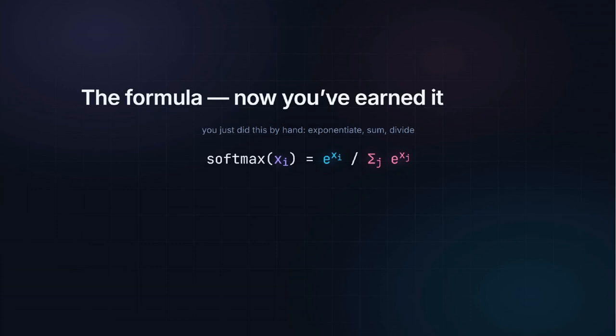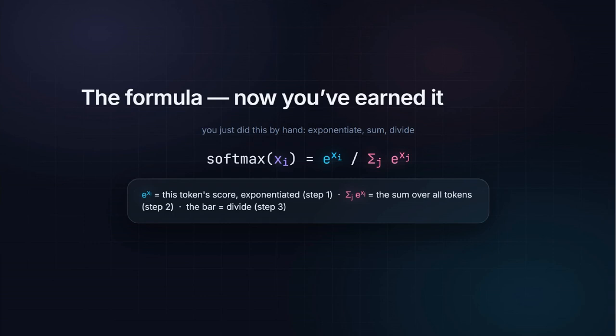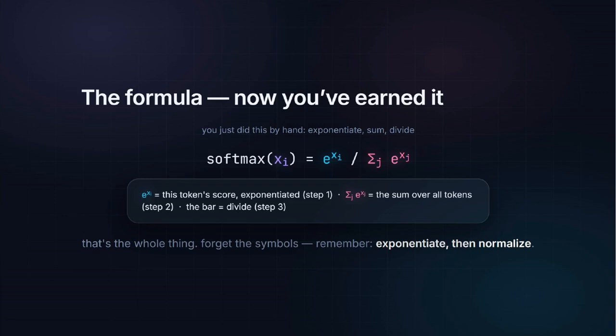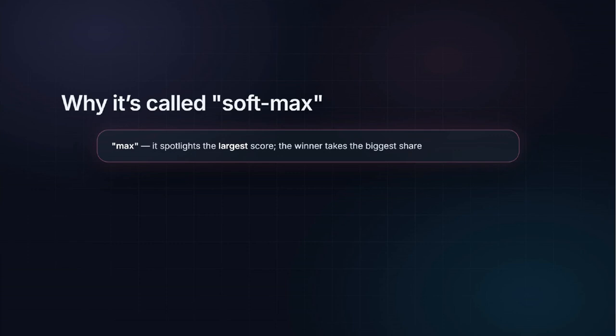Why the name Softmax? 2 halves. The max part, it spotlights the largest score. The winner takes the biggest share. But the soft part, it is not all or nothing. Every token keeps some probability, even the losers. Compare hard max 0, 0, 1 to Softmax's smooth version 0.09, 0.24, 0.67. That softness matters twice over. It's differentiable, which is what lets the model learn these scores in the first place. And the output is always a valid distribution, positive and summing to 1, no matter how huge or negative the logits were.